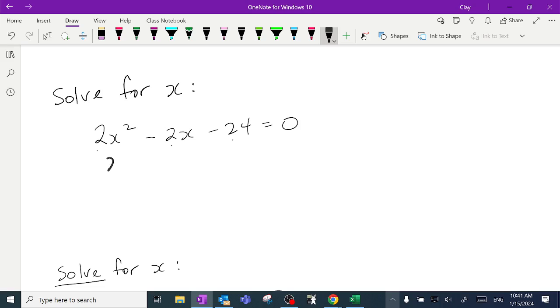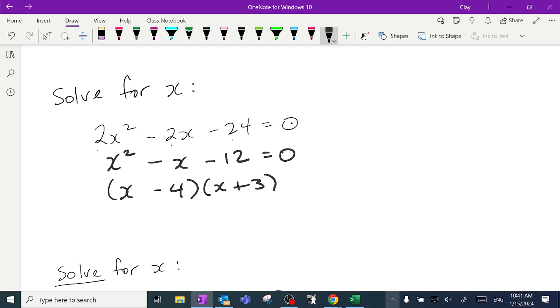So x² - x - 12, and 0 divided by 2 is still 0. Haha, there we go. Tried to make this work harder. 2 didn't work. We've seen this one already. This one's -4 and +3. So x equals 4 and x equals -3.